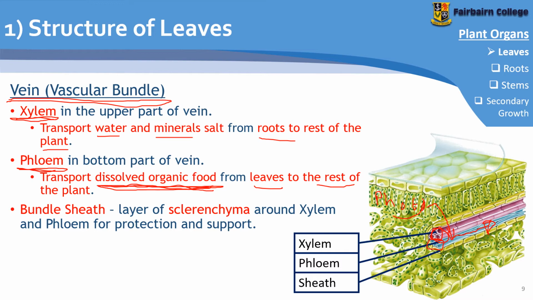And then the last part of the vein is the bundle sheath. This is the layer of cells that you find around the vein. It is made from sclerenchyma tissue, which is a very strong, tough plant tissue, and it protects the vein. So it's a protective layer around the xylem and the phloem.